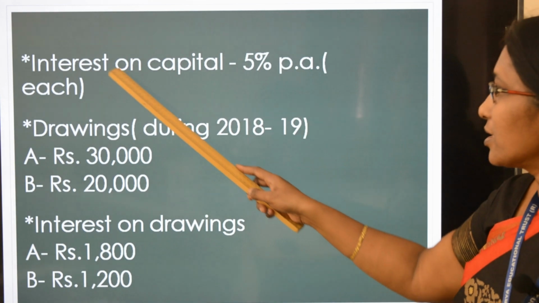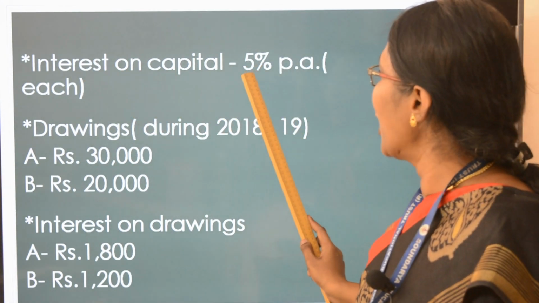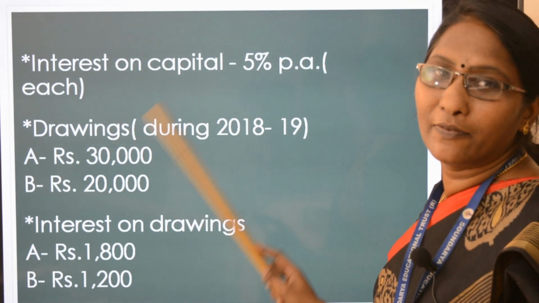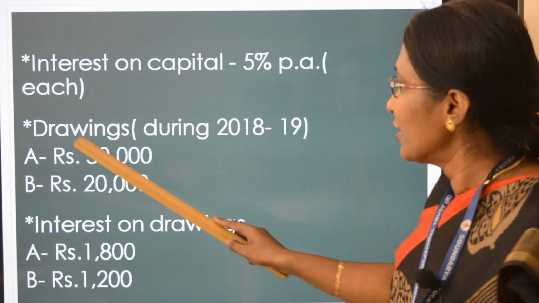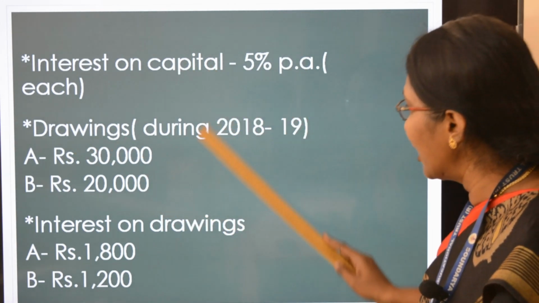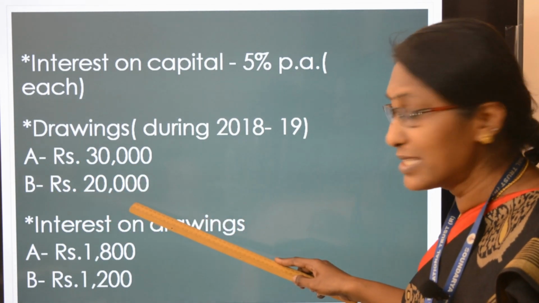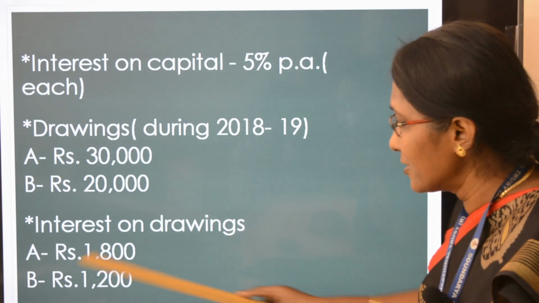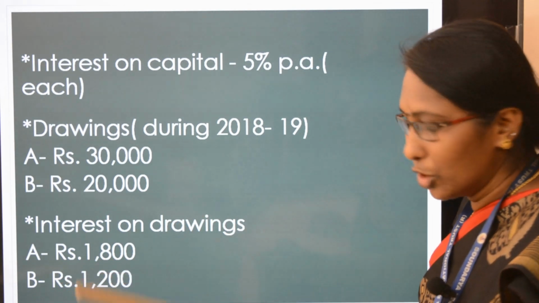The first item is interest on capital. How much percentage? 5% per annum each. Each partner will get 5% interest on their capital. Drawings during this 18 to 19, for A it is 30,000, for B it is 20,000. So interest on drawings, for A 1,800, for B it is 1,200.